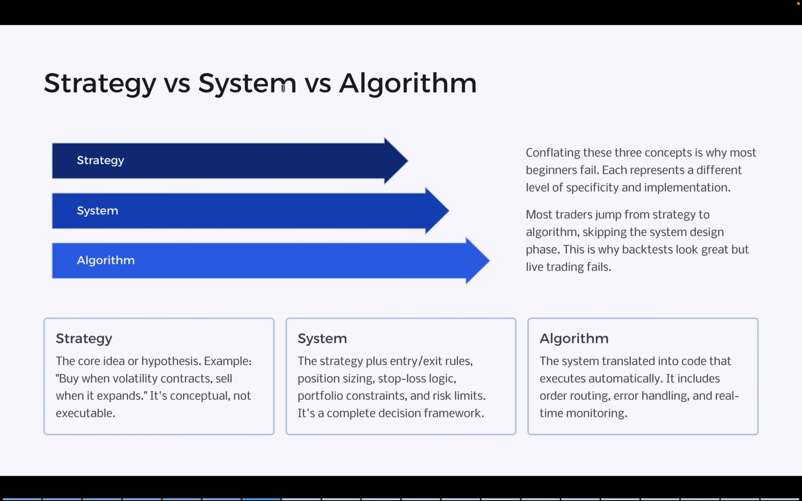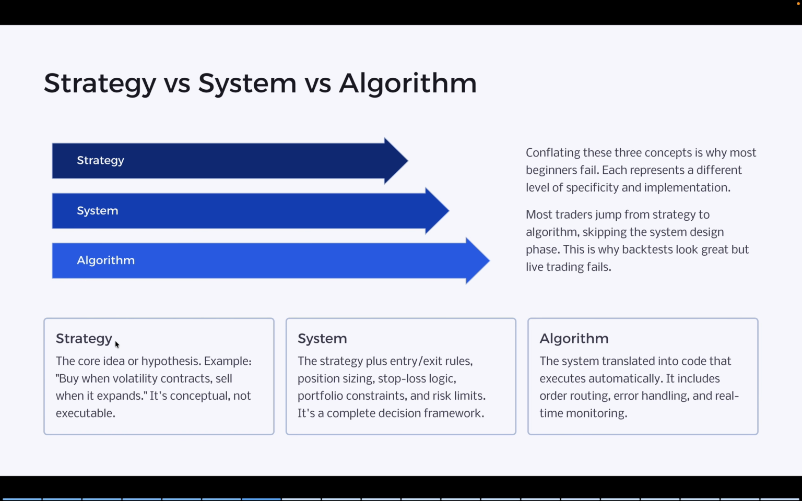Conflating these three concepts is why most beginners fail. Each represents a different level of specificity and implementation. Most traders jump from strategy to algorithm, skipping the system design phase, which is extremely important for you. This is why backtests look great, but live trading fails. So number one is strategy.